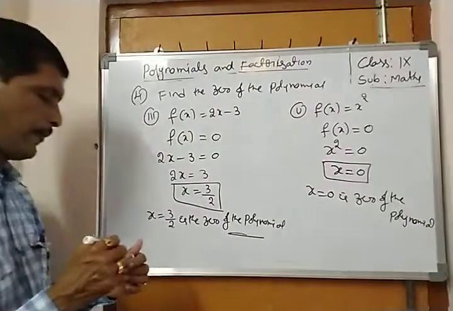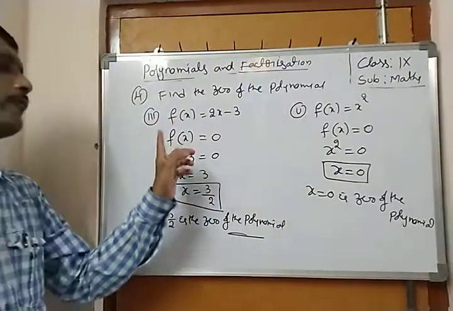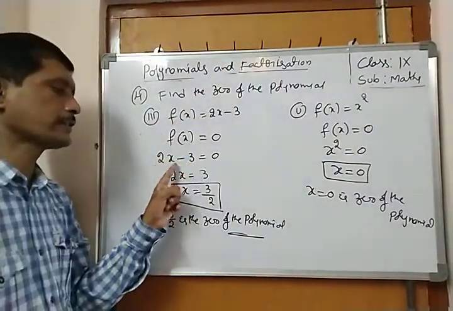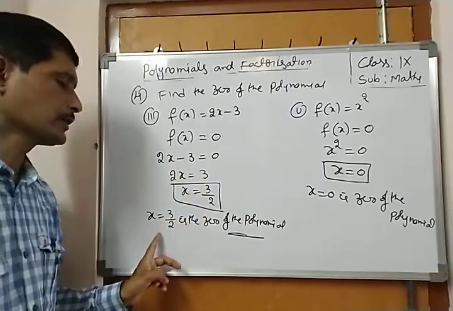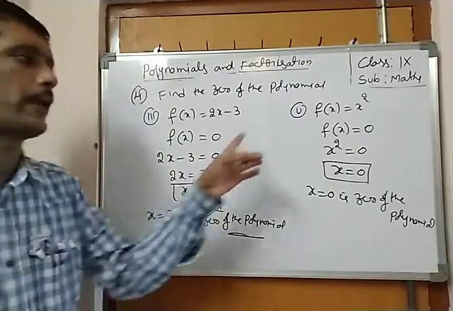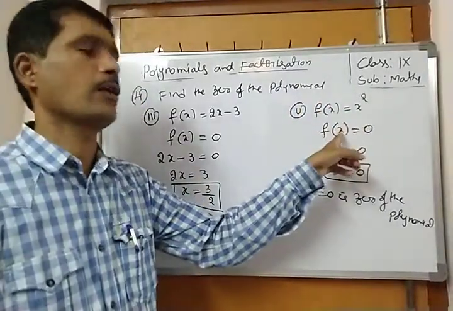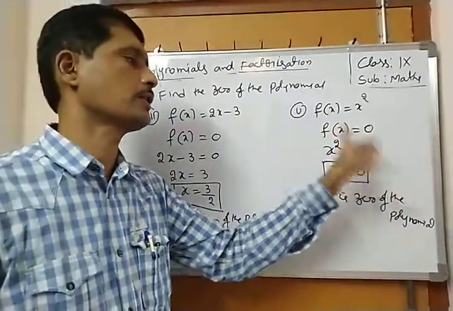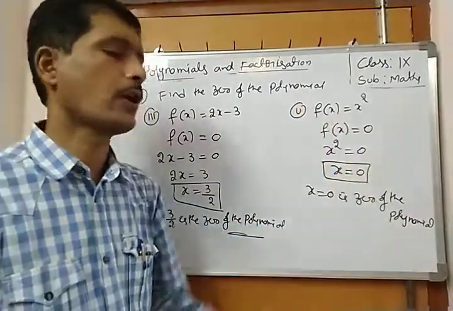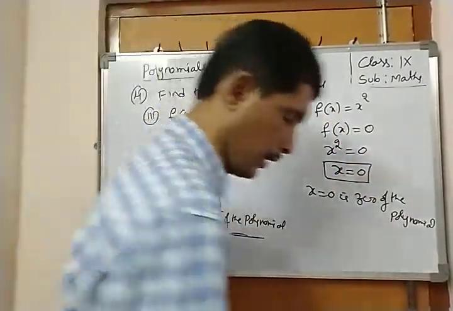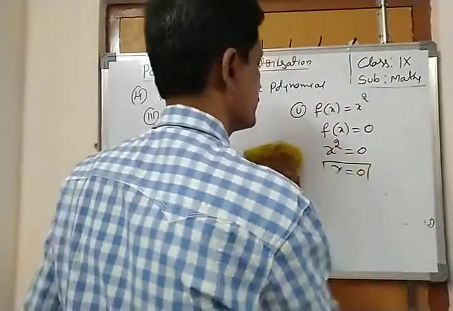See, f of x equals 2x minus 3, f of x equals 0, 2x minus 3 equals 0, 2x equals 3, x equals 3 by 2. X equals 3 by 2 is the 0 of the polynomial. F of x equals x square, f of x equals 0, x square equals 0, x equals 0. X equals 0 is the 0 of the polynomial. Next one.